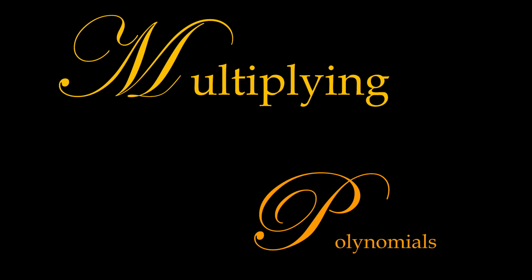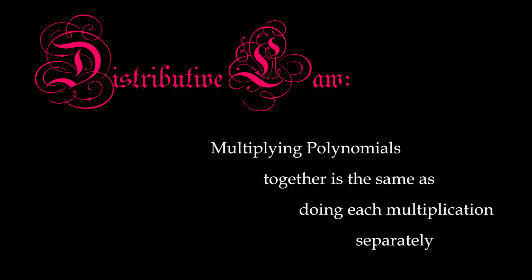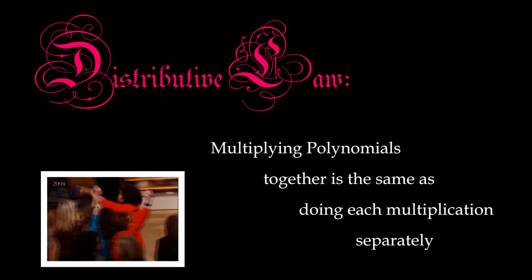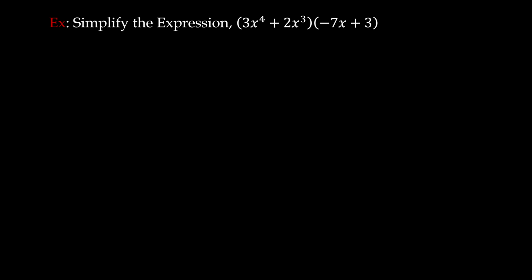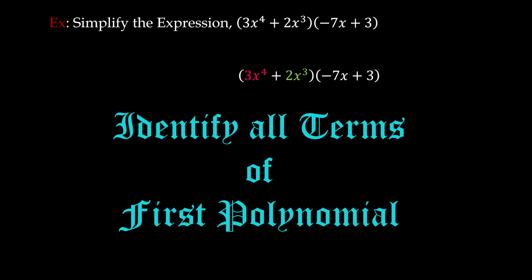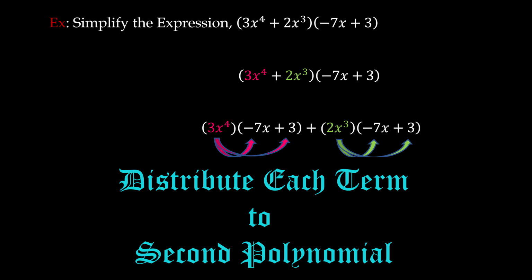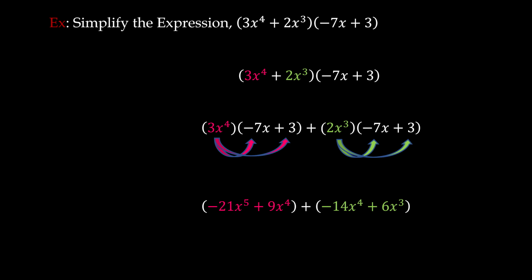Now we will be looking at how to multiply polynomials. The key here is using the distributive law, which says to take each term from the first polynomial and multiply it to each term of the second polynomial. Remember, when multiplying variables, I add their exponents together.